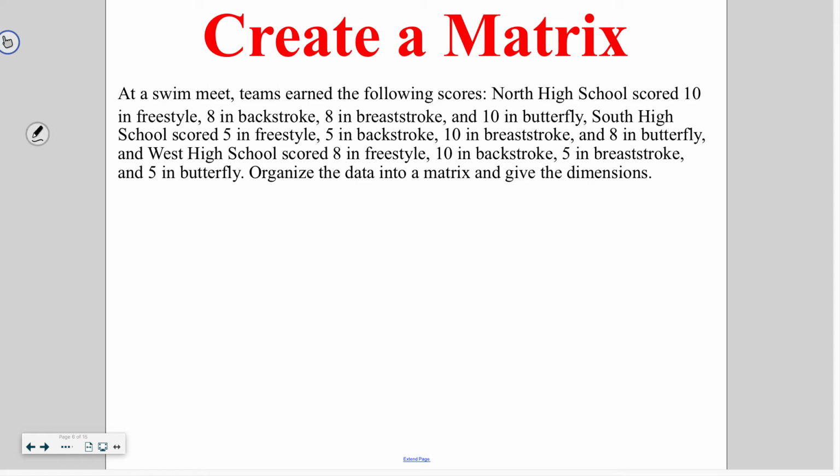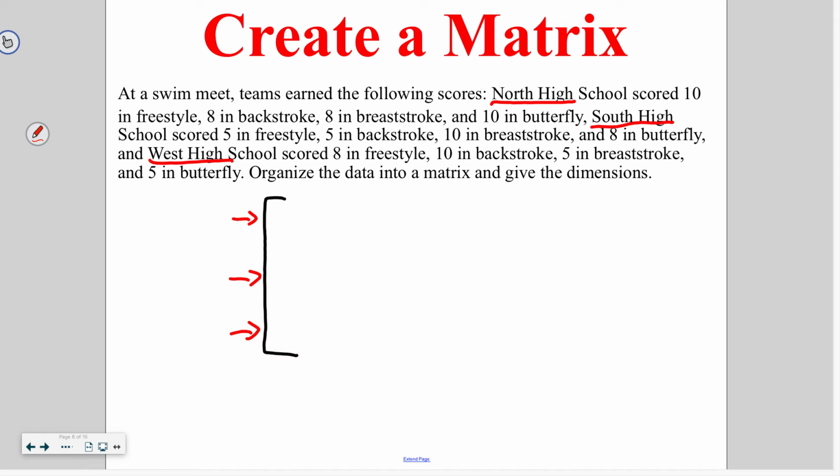So we have 3 different schools that we're looking at: North, South, and West. So that means that we are going to have 3 rows in our matrix. So I'm going to have row 1, row 2, and row 3. You don't need to draw those arrows in. I'm just giving you very specific directions on how to do this.